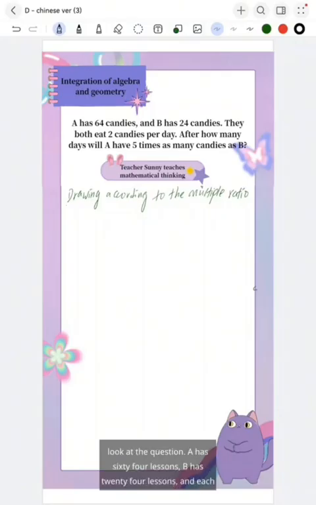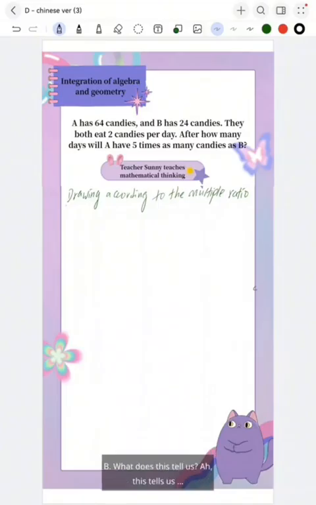A has 64 lessons, B has 24 lessons, and each day they both take 2 subjects. After a certain number of days, A becomes 5 times B. Okay, let's use the method of drawing diagrams for ratio and multiplication problems. So after a certain number of days, the final result is that A is 5 times B.